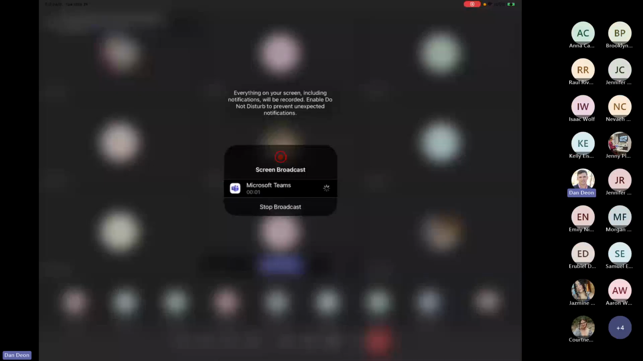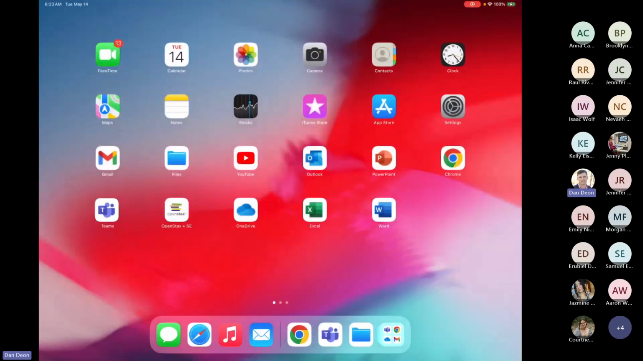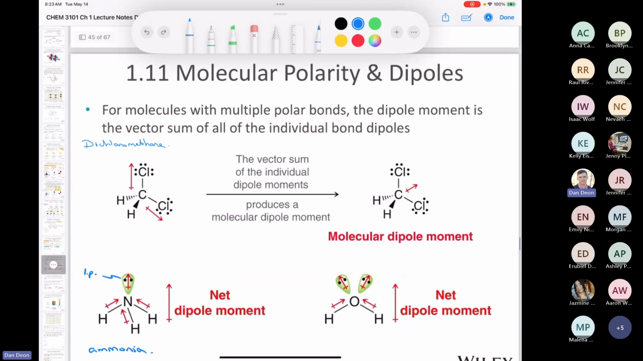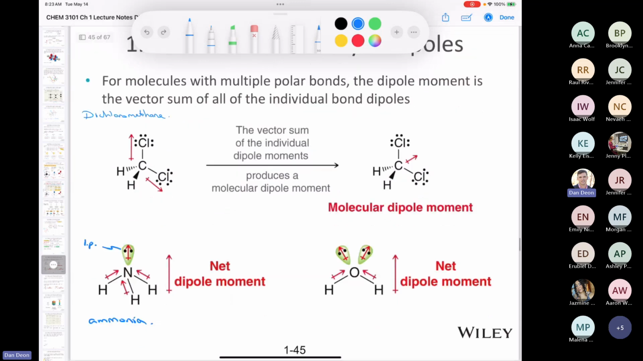All right, so let's get back to the slides here. Hopefully that clears things up a little bit. Somebody asked me, how many polar bonds does it take for them to cancel out? It depends. It depends on the molecular geometry, whether it's tetrahedral, trigonal planar, or whatever. There's no answer that's just 1 or 2 or 3 or 4. It depends on the situation.